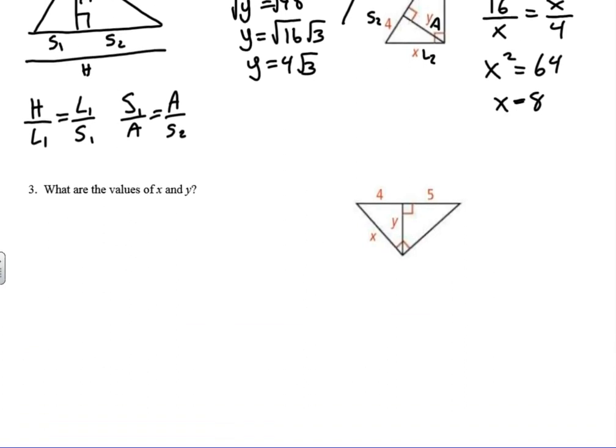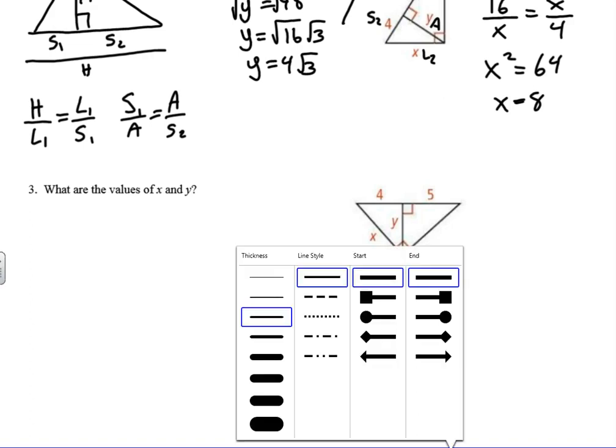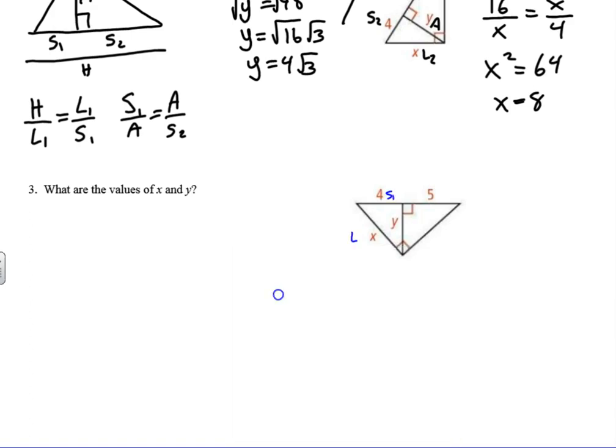All right, so number 3, same kind of thing. I'll just use a different color. I want to think about, okay, this is going to be my side 1. If that's side 1, we'll call that leg 1. Side 2, get the whole hypotenuse, which is 9, and a, there's our altitude.